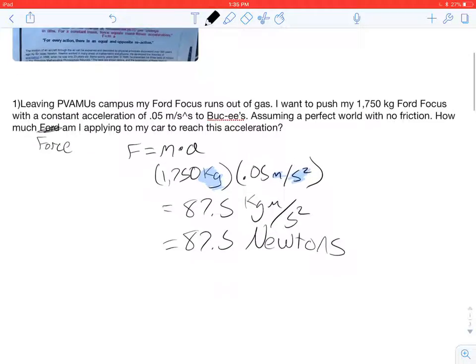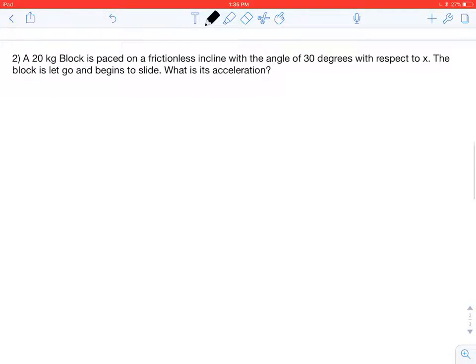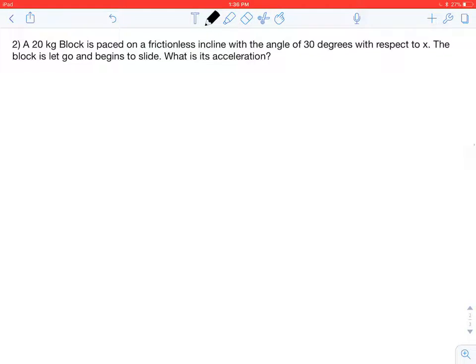All right, that was our first question. Let's move on to something a little bit harder. A 20 kilogram block is placed on a frictionless incline with the angle of 30 degrees with respect to X. The block is let go and begins to slide. What is its acceleration? All right, so to begin this problem, I always like to draw a quick diagram.